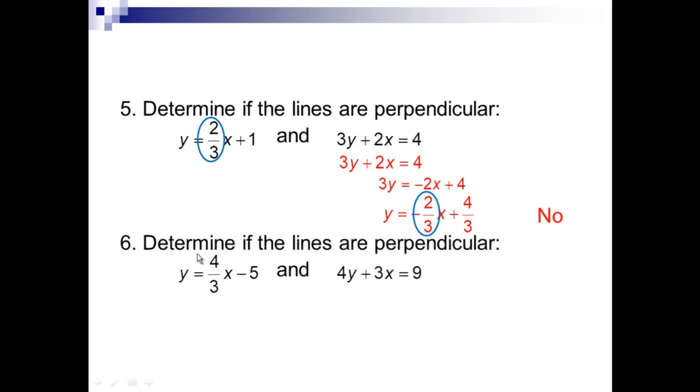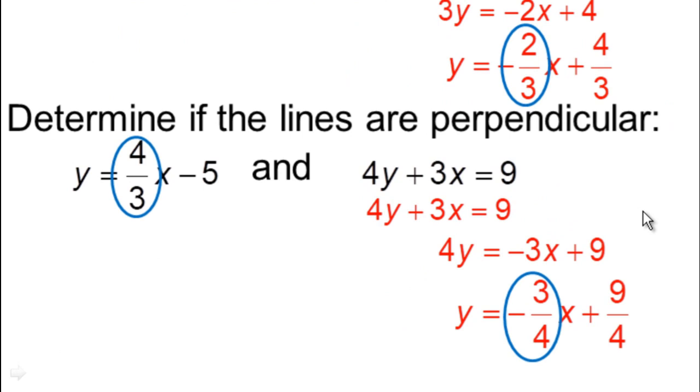How about this one? Is it perpendicular or not? For the second equation, we get the gradient is negative 3/4. Gradient 1 is 4/3, and gradient 2 is negative 3/4. When we multiply gradient 1 and gradient 2, it should be negative 1. So, both lines are perpendicular.